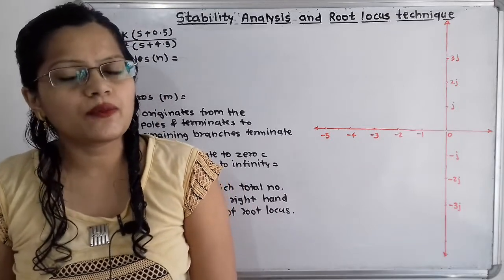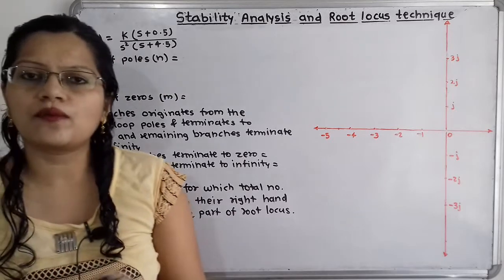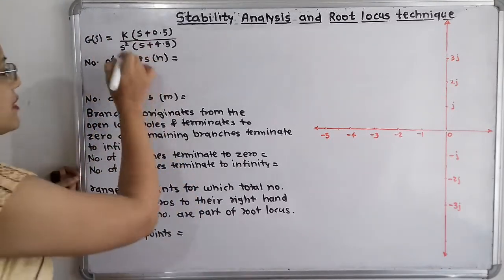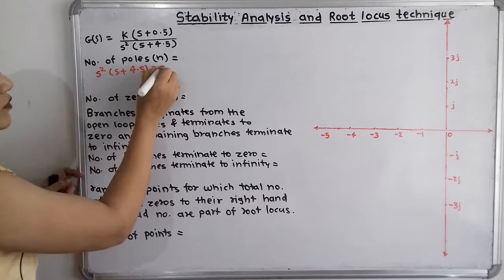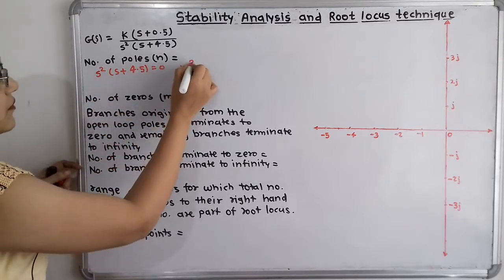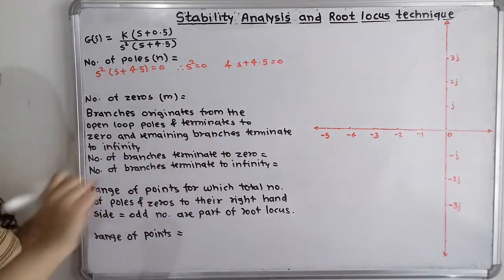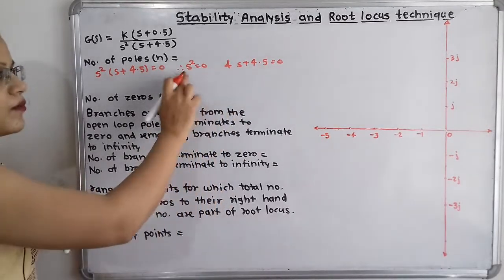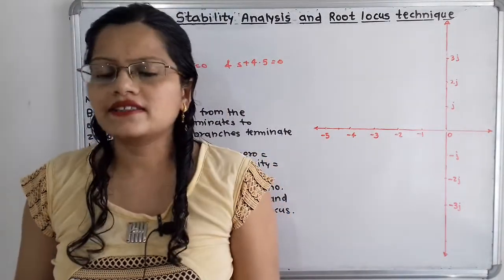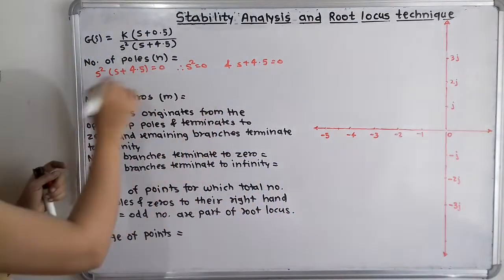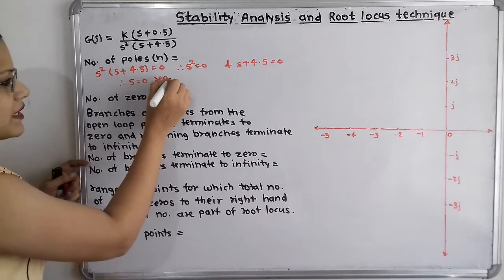To calculate the number of poles, we have to take the denominator in the form of s and equate it to 0. So I will write here s square (s + 4.5) = 0. Therefore s square = 0 and s + 4.5 = 0. When I take the square root on both sides, s square = 0 means s = 0 and s = 0. So I will write here repeated poles. Therefore s = 0, but at this 0 there are repeated poles.